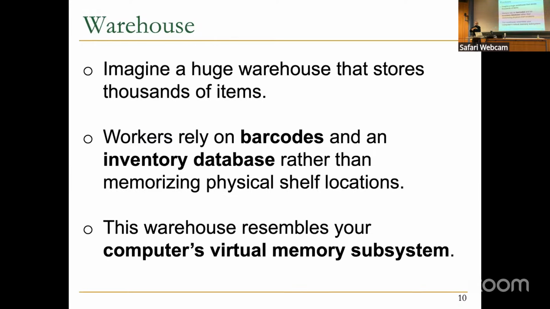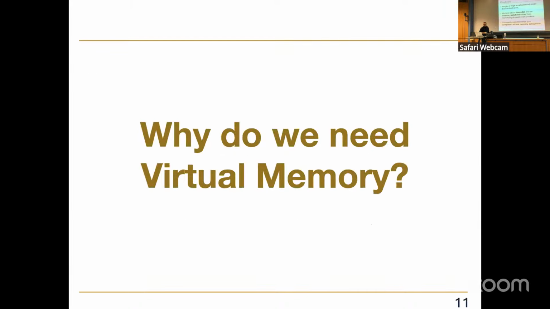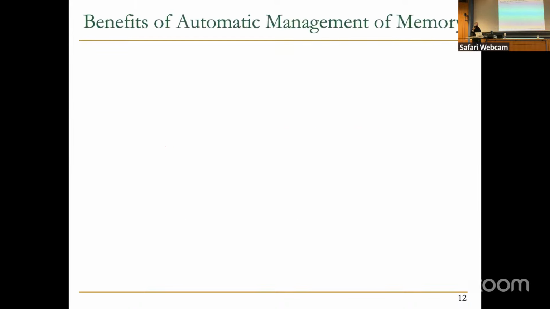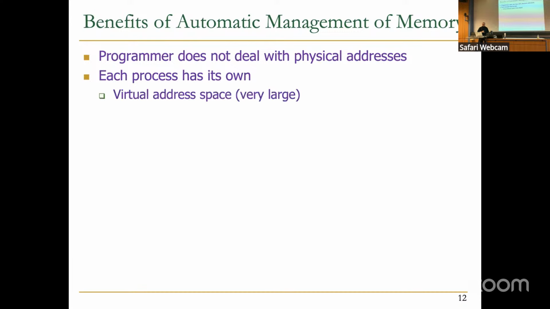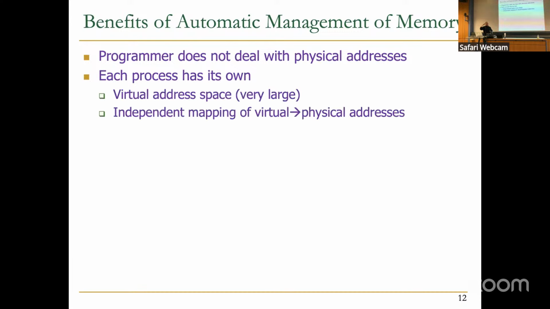So this sort of warehouse abstraction resembles the computer's virtual memory subsystem. So why do we need virtual memory? Virtual memory brings the benefits of automatic memory management. The programmer does not need to deal with physical addresses. Each process has its own virtual address space, and there is an independent mapping between virtual and physical addresses.